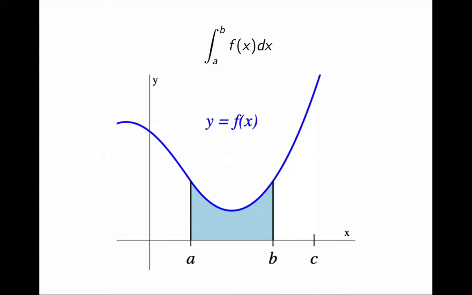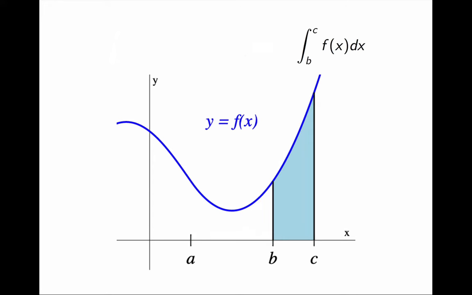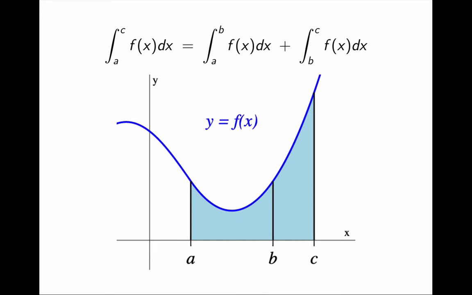The integral from a to b represents this area, and the integral from b to c represents this area. This suggests that the integral from a to c equals the integral from a to b plus the integral from b to c. This makes sense geometrically, and indeed, that is the third property.